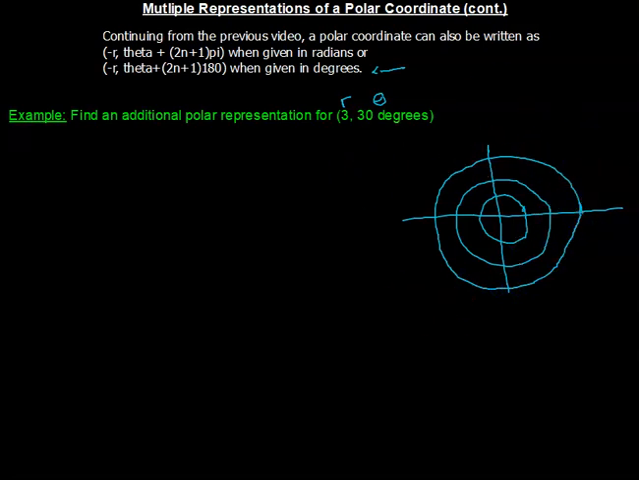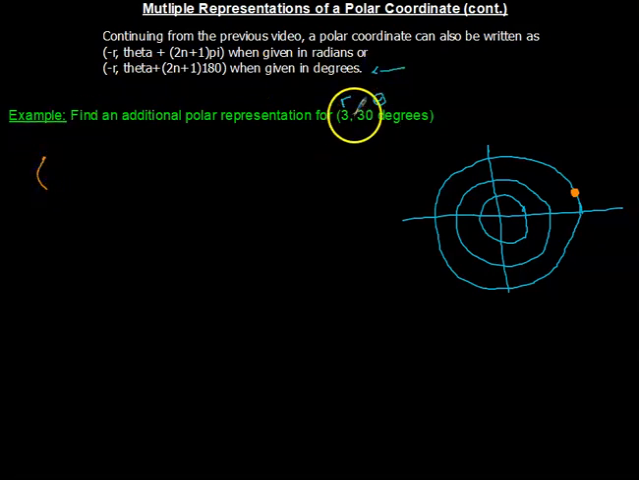I know the circles aren't great. So you would plot a point on the third circle because r is 3, but where on the third circle? You're going to plot a point on the third circle at 30 degrees, which is about right here. So there's my point. Now, using this different way to write it, I'm going to change the sign of r.